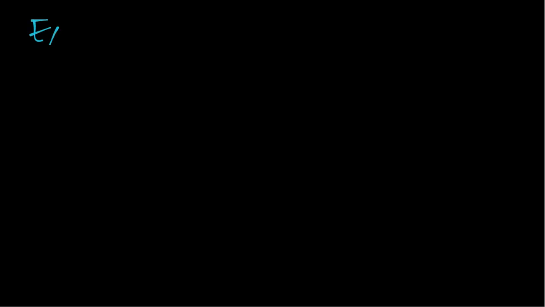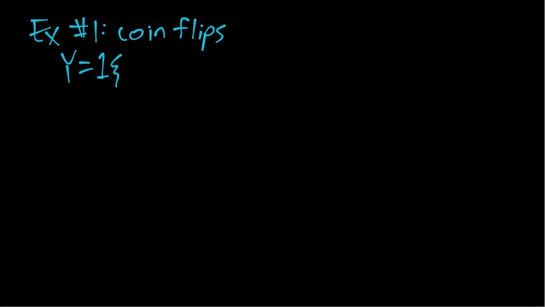First, example number one is, well, do two coin flips. So we'll flip a coin. If it comes up heads, we'll write down a one. If it comes up tails, we'll put a zero. In other words, our y is an indicator function of whether the coin comes up heads. So if it is heads, this gives us a one. Otherwise, we get a zero.